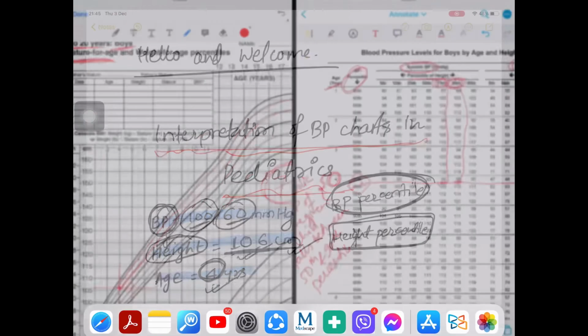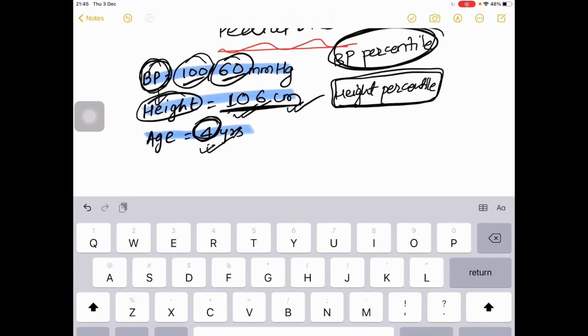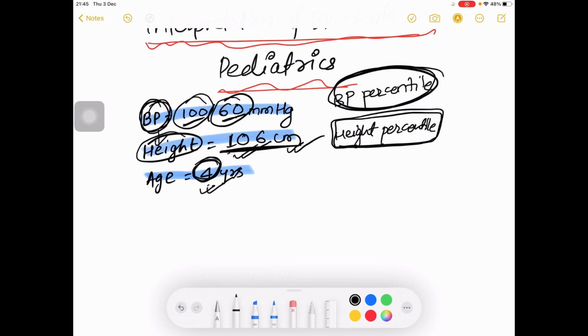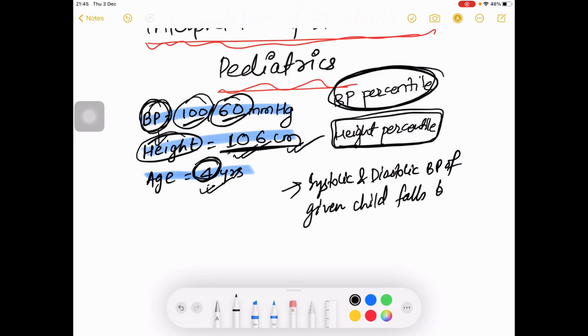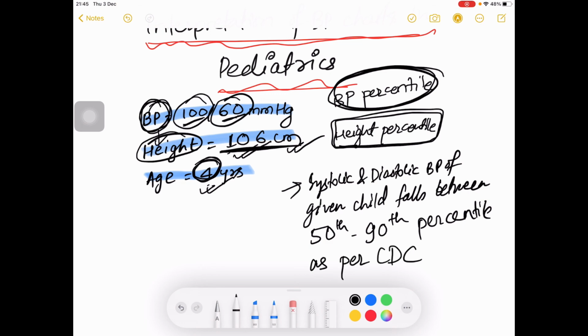So while interpreting the data, we'll write that the systolic and diastolic BP of given child falls between 50th to 90th percentile as per CDC BP chart. One thing that you have to mind here is we are using the CDC blood pressure chart, and that should be mentioned.